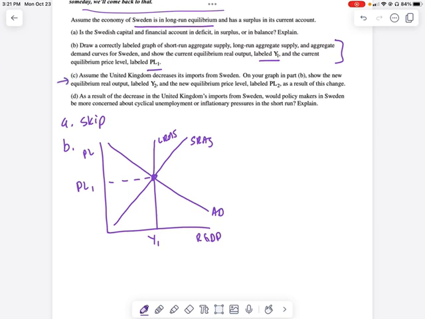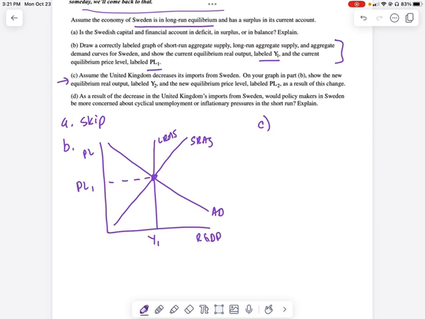And then for part C, it says, assume the economy of the United Kingdom decreases its imports from Sweden. On your graph from part B, show the new equilibrium output and price level and label those Y2 and PL2. So let's just break this down a bit. If these are imports that are coming from Sweden, and this graph is for the country of Sweden, that means that Sweden's aggregate demand is going to fall.